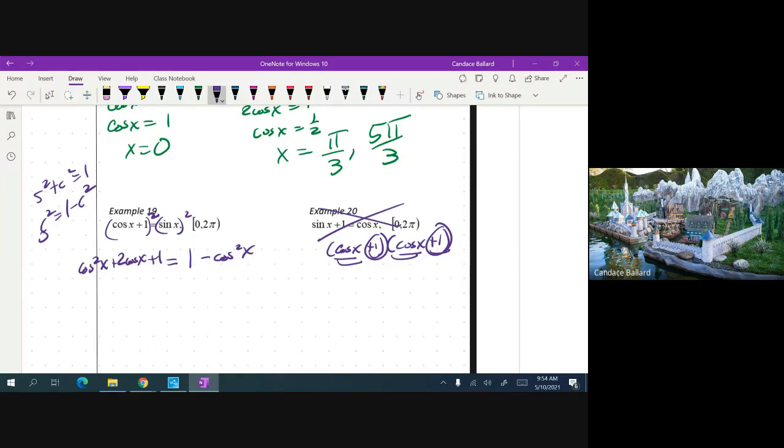All right, so the next thing I'm going to do is get everything to the left side. To do that, I'm going to start by subtracting 1, which, what do you know? Negative 1 plus positive 1 minus 1 is going to be 0. I'm also going to add the cosine squared. So 1 cosine squared plus 1 cosine squared would be 2 cosine squared x plus 2 cosine x equals 0.